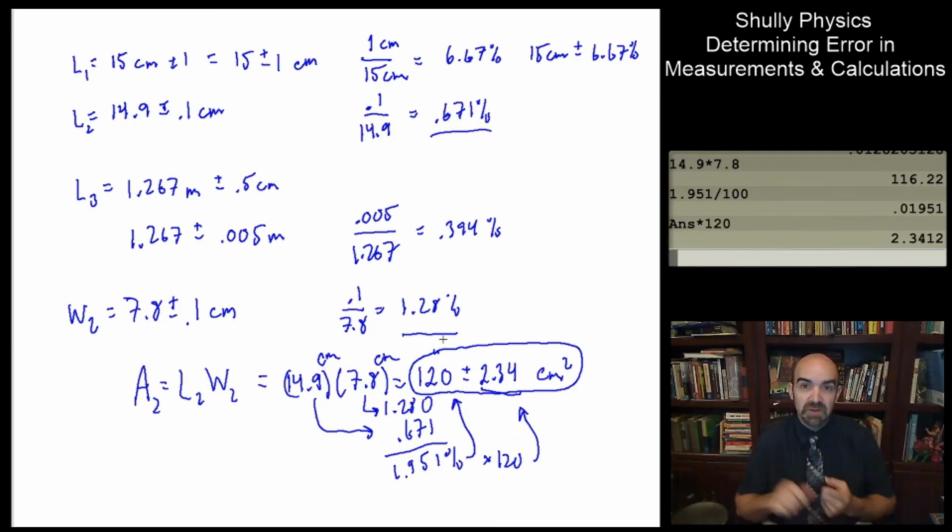So whether you multiply or divide two numbers, you're going to add the percent errors. And that's how it works. Okay, I hope this has been helpful.